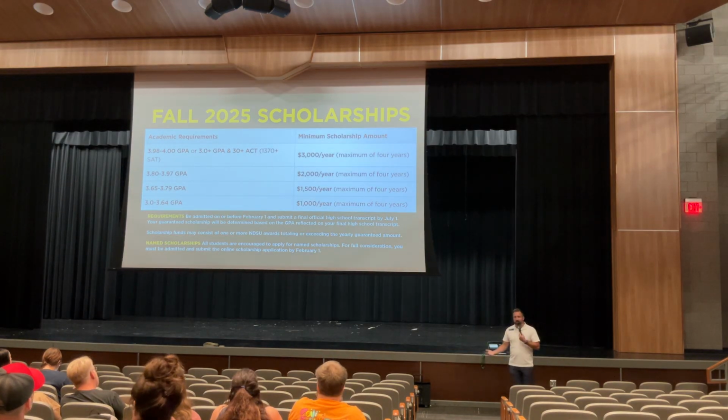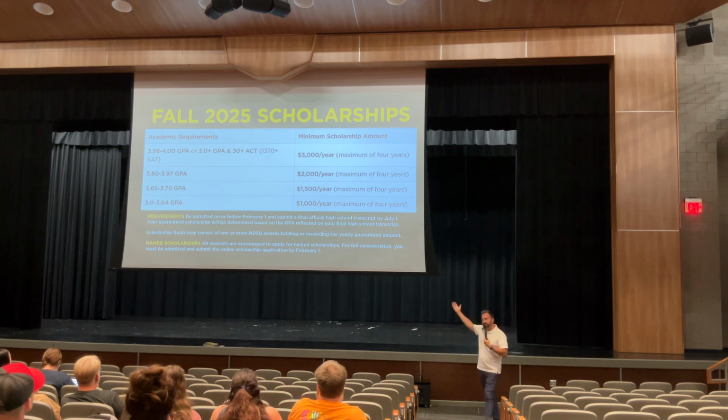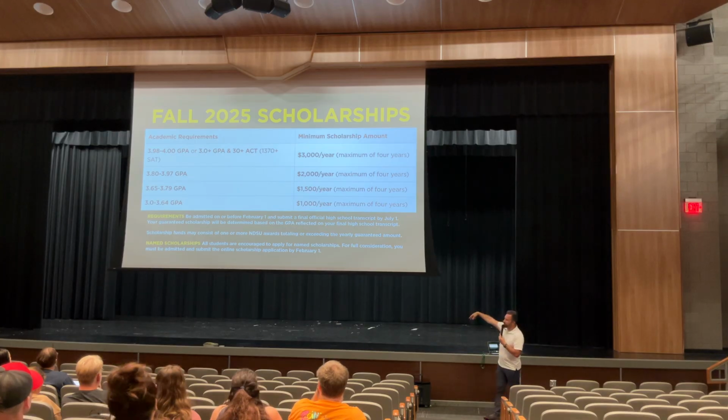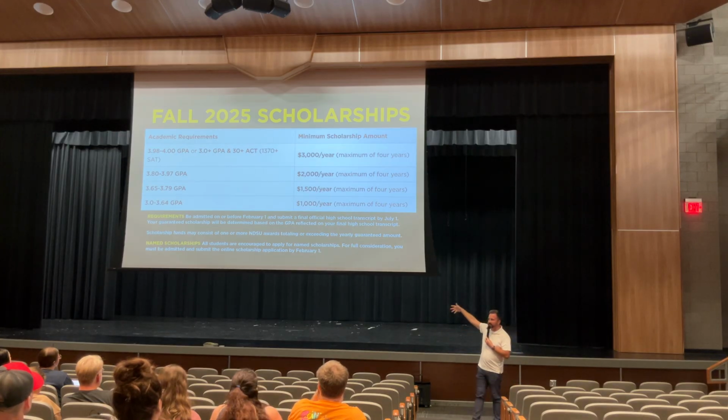So as an example, you will see some of these types of scholarships at different universities. This is NDSU's guaranteed merit-based table. A 3.0 or higher GPA is guaranteed a scholarship. Now, that's the minimum scholarship amount you're going to receive over on the right-hand side.